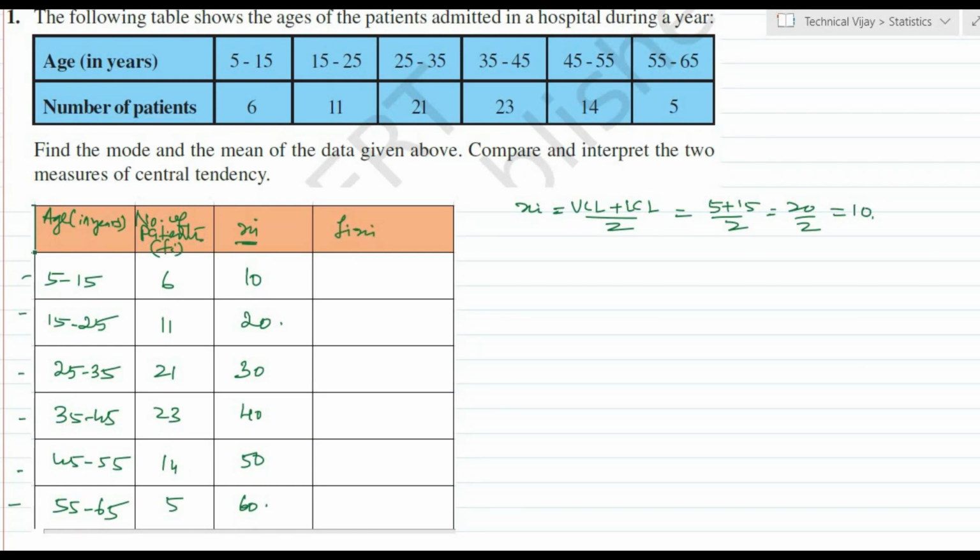Now I will calculate Fi into Xi, because we have to find out the mean and mode of the data given above. Now I am calculating the mean. Afterwards we will go for the mode. Fi into Xi is equal to 6 into 10, that is equal to 60. 11 into 20 is 220. 21 into 30 is 630. 23 into 40 is 920. 14 into 50 is 700. 5 into 60 is 300.